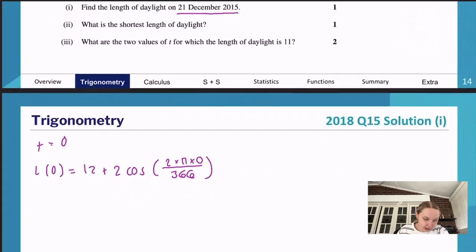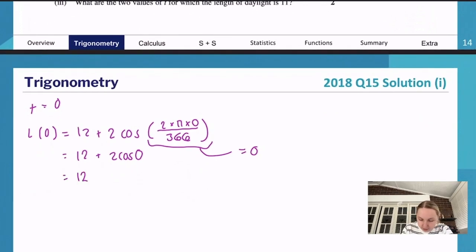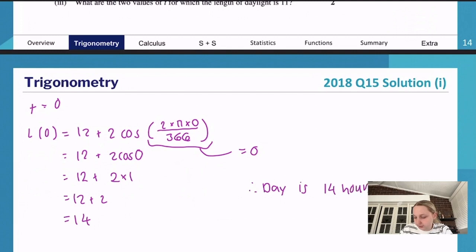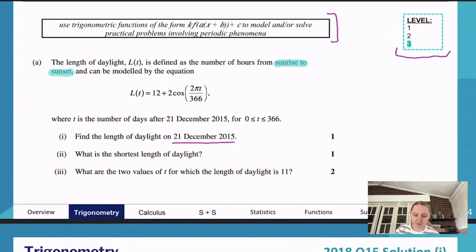If we put t into our equation, we get 12 + 2 cos 0, because the fraction's numerator is 0 when we multiply anything by 0, which makes the whole fraction equal to 0. So we've got 12 + 2 times 1, which is 12 + 2, which equals 14. Therefore, the day is 14 hours long. And that's all we need to do to get part I.